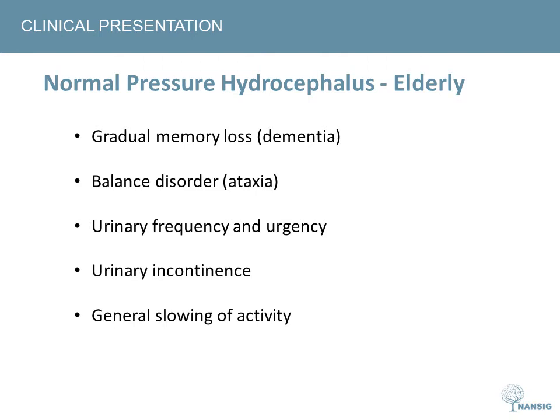Normal pressure hydrocephalus is seen in the elderly and tends to present differently again. The symptoms can appear slowly over months or years. It presents with gradual memory loss, balance disorder, urinary frequency and urgency, urinary incontinence, and general slowing of activity.